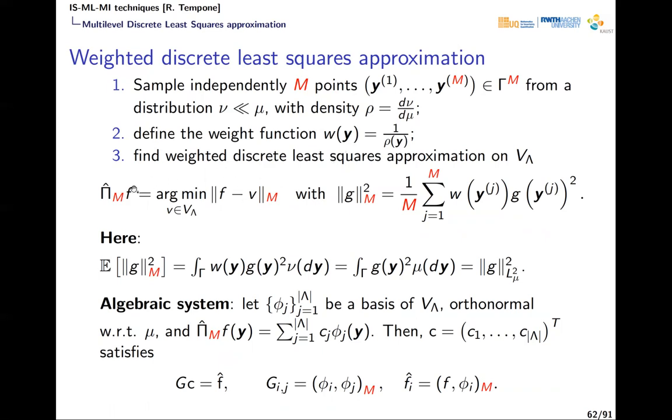We then find the best sort of discrete least squares regression of F on that subspace based on these M capital samples and using properly the weights W here. All right, so this notation again is such that the expected value of this discrete L2 norm actually corresponds to the exact L2 norm we wanted to approximate, and then the solution of this quadratic problem is written in terms of simply a least squares problem whose matrix, of course, is this Gramian, and the right-hand side is given by this. All right, this is pretty standard.